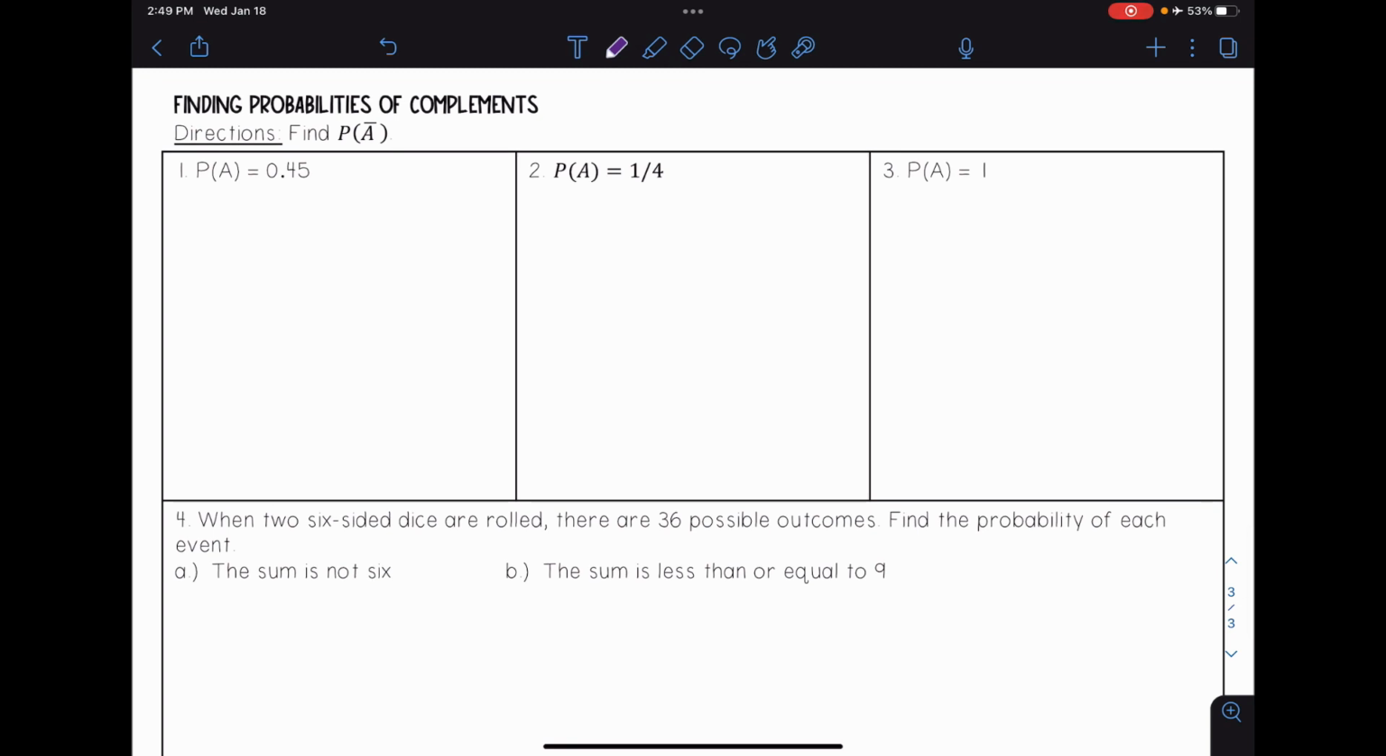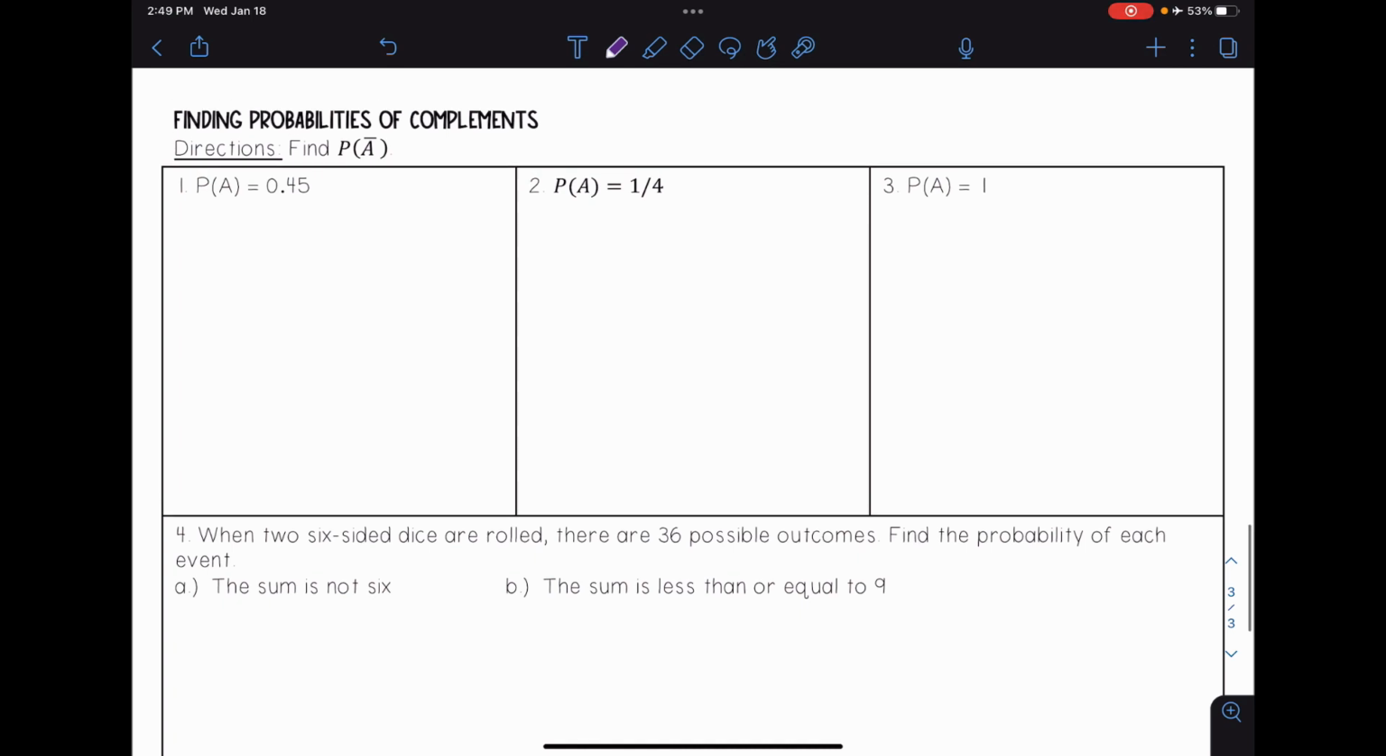So number 1, I have the probability of A is equal to 0.45. I want to find the probability of A bar. So the probability of A bar is going to equal 1 minus the probability of A. So I get 1 minus 0.45, which is equal to 0.55.